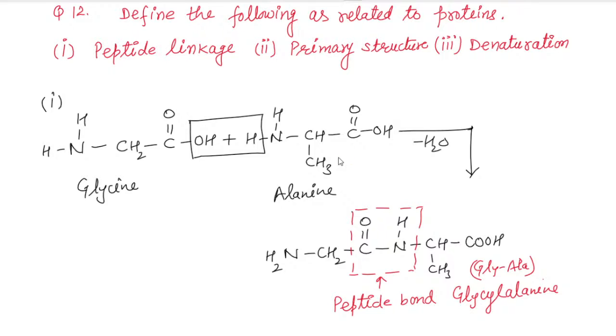Now see this, this is a dipeptide, then tripeptide, tetrapeptide. Chemically a peptide bond is actually an amide linkage. CONH2 is amide, so it is actually an amide linkage between the COOH group of one alpha amino acid and the NH2 group of another alpha amino acid by the loss of a molecule of water. So that is called peptide linkage.